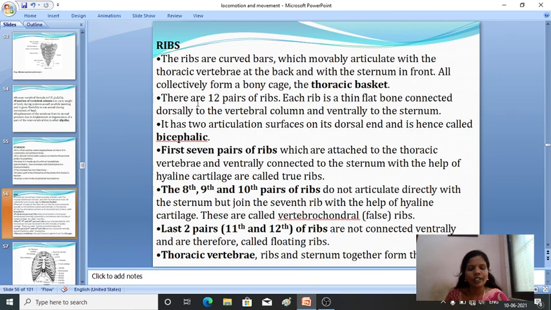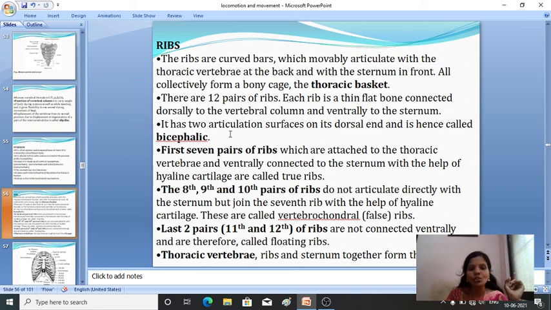Okay. So there are 12 pairs of ribs, and each rib is a thin flat bone which is connected dorsally to the vertebral column and ventrally to the sternum. So there are 12 pairs of ribs. Each rib is a thin flat bone connected dorsally to the vertebral column and ventrally, on the front side, to the sternum.